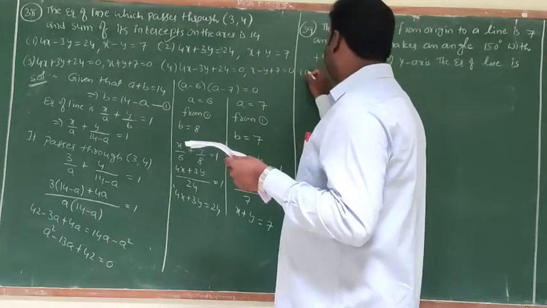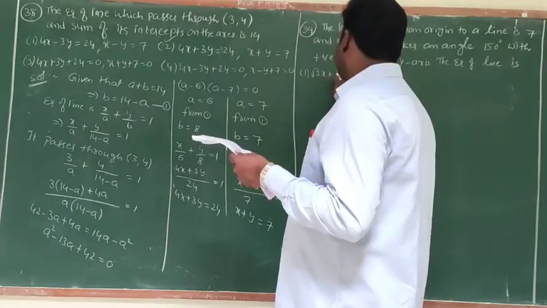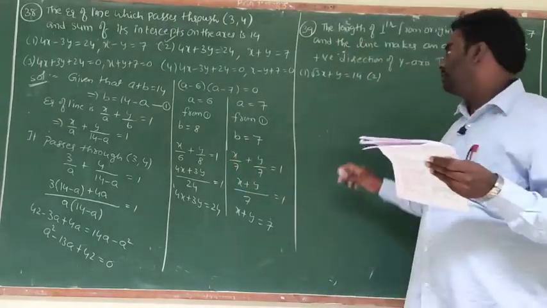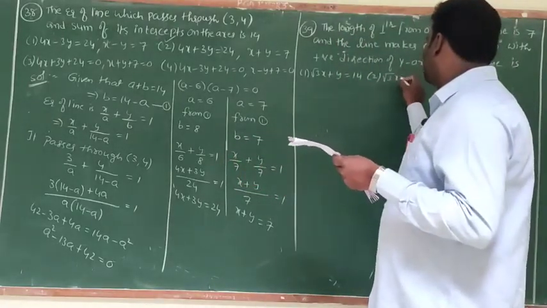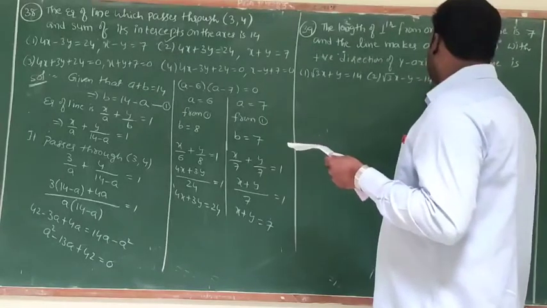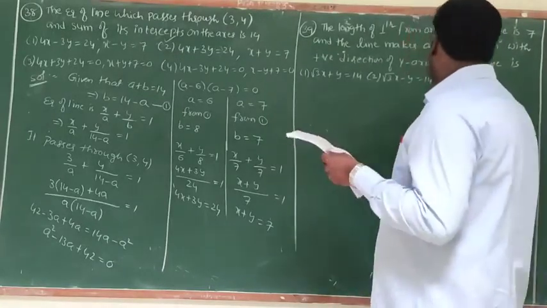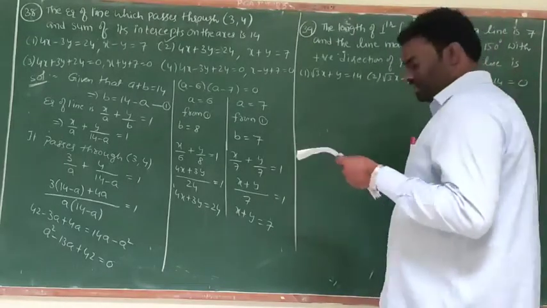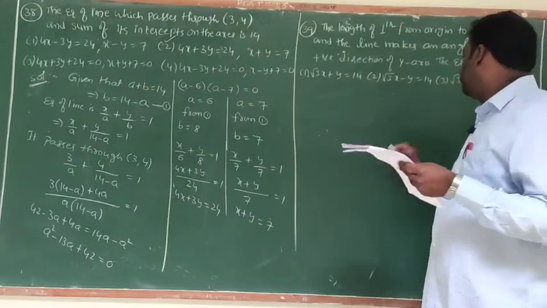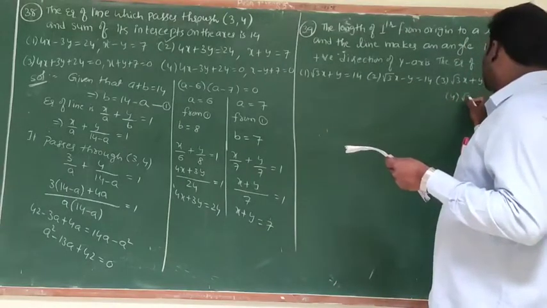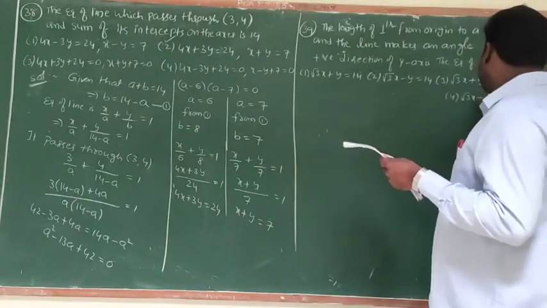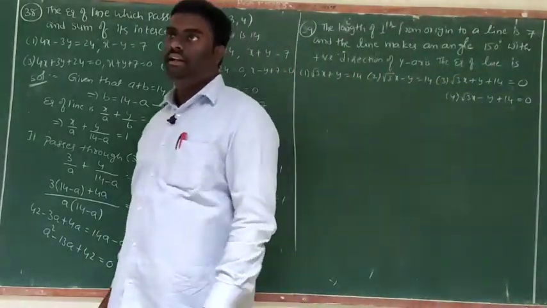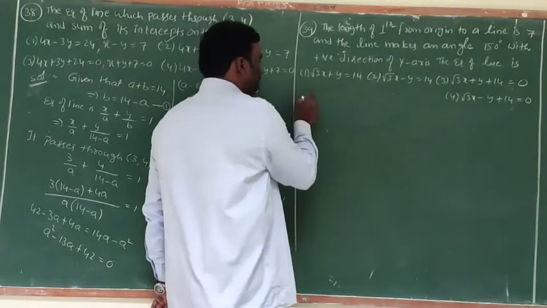First option, root 3x plus y equals 14. Second, root 3x minus y equals 14. Third one, root 3x plus y plus 14 equals 0. Fourth option, root 3x minus y plus 14 equals 0. Okay. Now we will discuss.